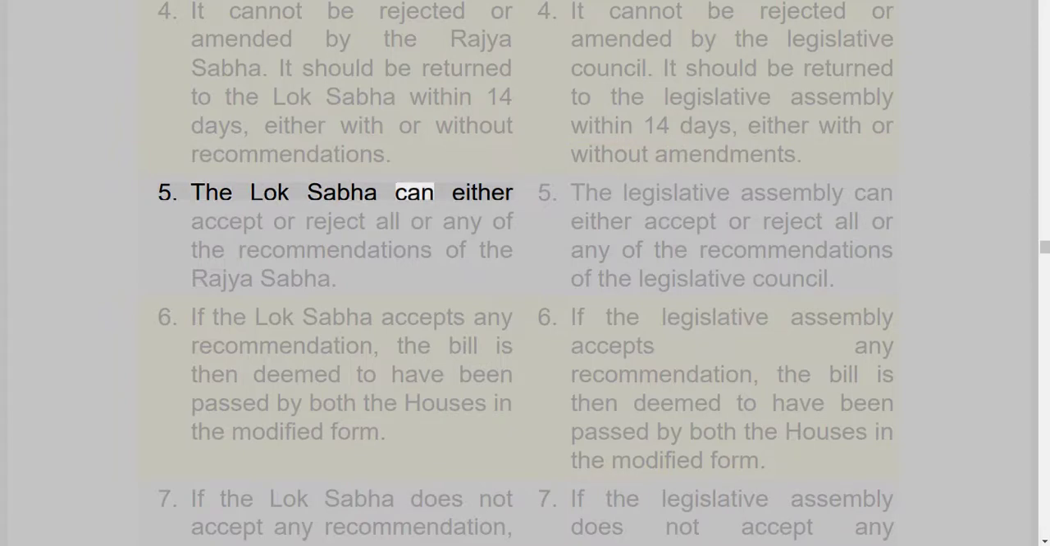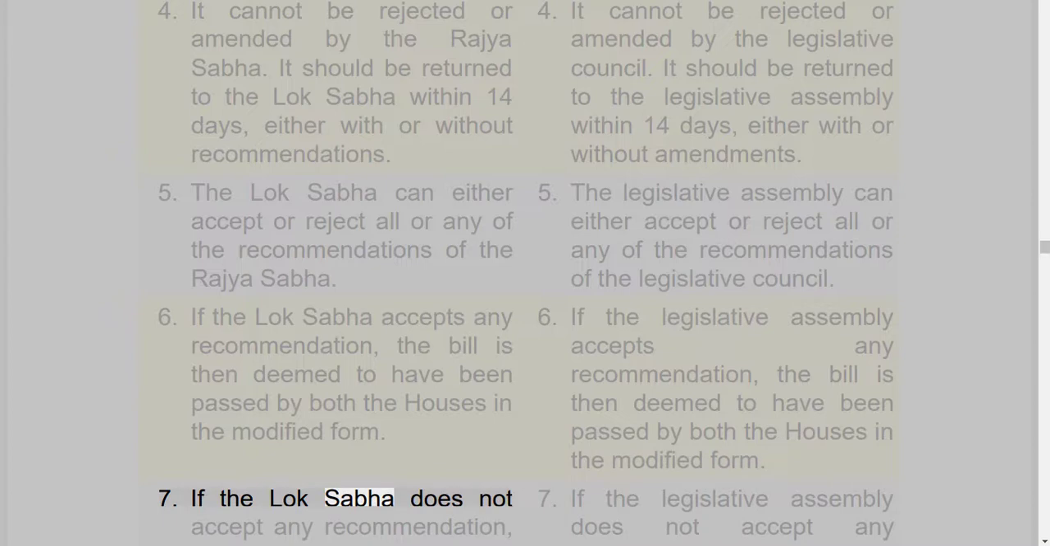5. The Lok Sabha can either accept or reject all or any of the recommendations of the Rajya Sabha. 5. The Legislative Assembly can either accept or reject all or any of the recommendations of the Legislative Council. 6. If the Lok Sabha accepts any recommendation, the bill is then deemed to have been passed by both the houses in the modified form. 6. If the Legislative Assembly accepts any recommendation, the bill is then deemed to have been passed by both the houses in the modified form.